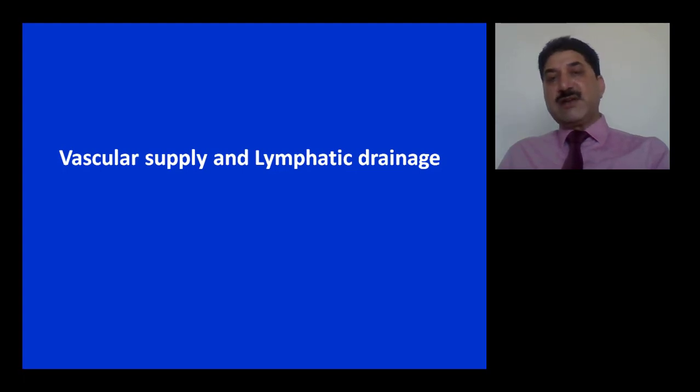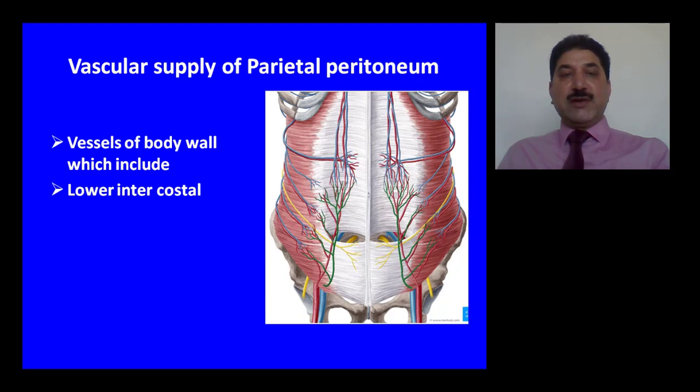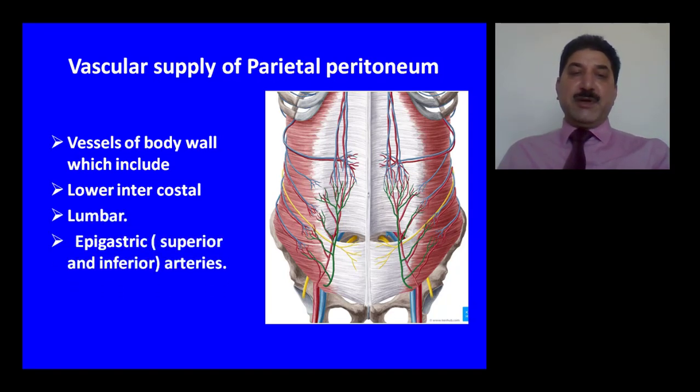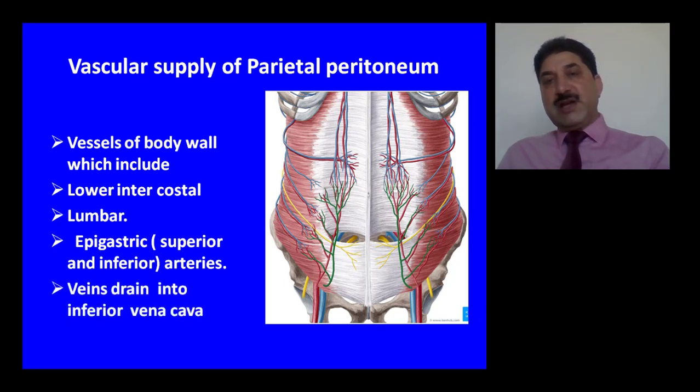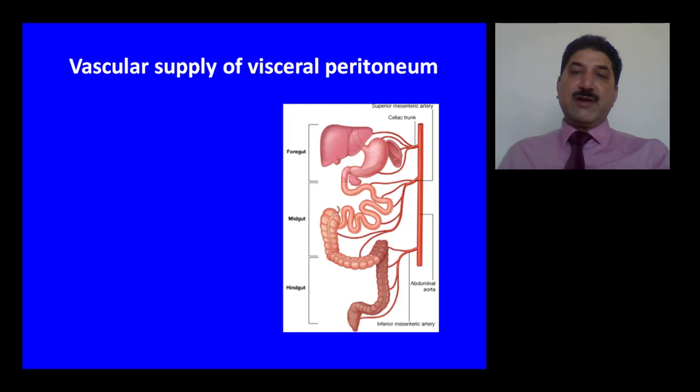What is the vascular supply of the peritoneum? Vessels of the body wall, which include the lower intercostal arteries, lumbar arteries, and superior and inferior epigastric arteries, supply the body wall. They also supply the underlying parietal peritoneum. Veins from the parietal peritoneum drain into systemic veins, that is, into the inferior vena cava.